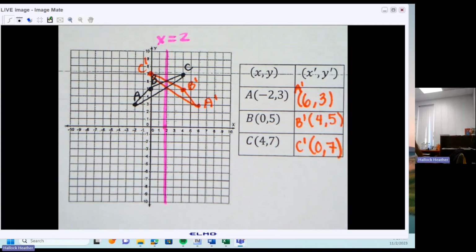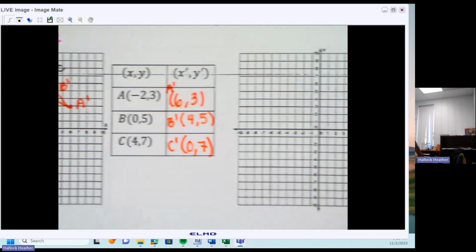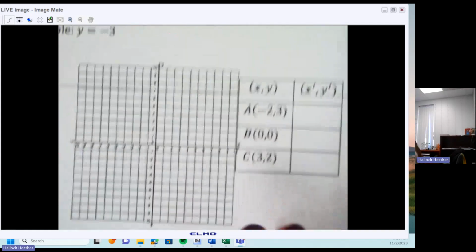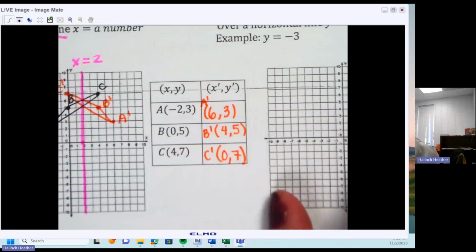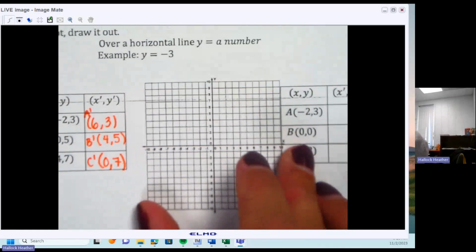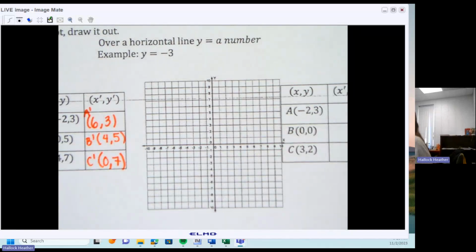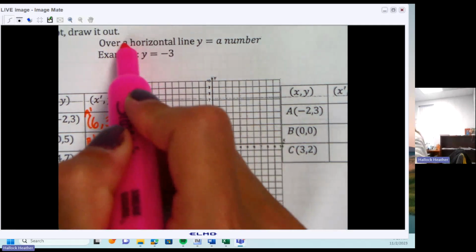Okay, so the next one says over a horizontal line, y equals a number. I'll zoom out so you can see it. So over a horizontal line, y equals a number, meaning any number, doesn't matter. An example of it is going to be y equals -3. So this time it's a horizontal line.